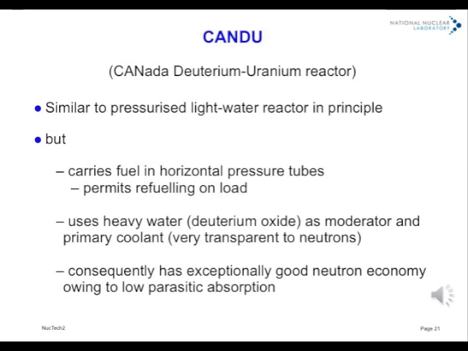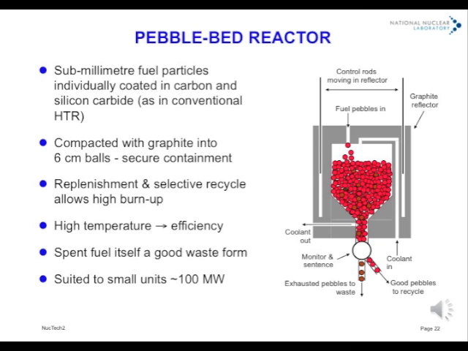CANDU is similar in principle to the PWR, but horizontal fuel channels are contained within individual pressure tubes, and so refueling is possible on line. The heavy water coolant is an efficient moderator with particularly low neutron absorption, so natural uranium fuel can be used. Although originating in Canada, the principle has been adopted by India with some further development of its own.